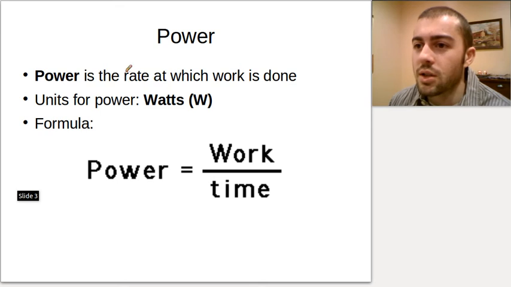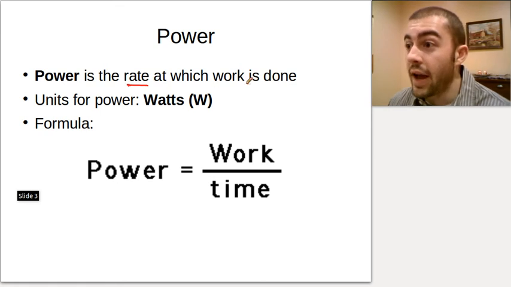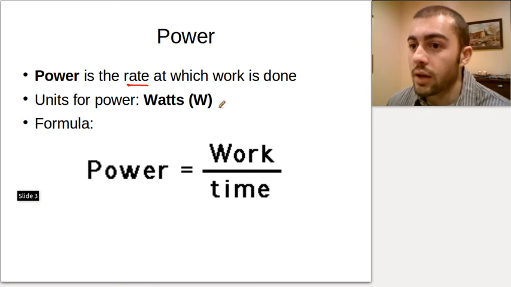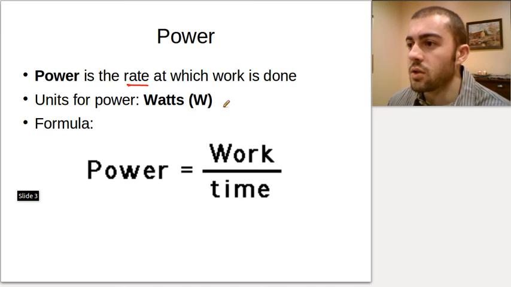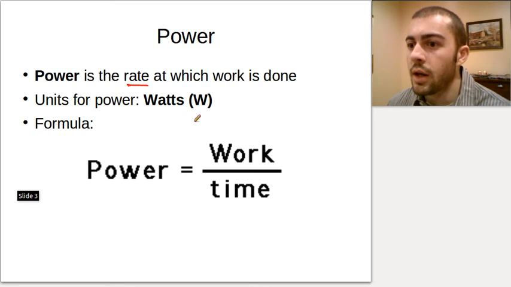So power is the rate at which work is done. So it's essentially how fast an object or a person or whatever is able to do work. Right? So if something is doing work at a faster rate, it's going to have a higher power. If it's doing work slower, if it accomplishes the same amount of work in a longer period of time, then that would be less power. Right? So power is basically a speed, how fast we're doing work. Right? So the units for power are in watts.